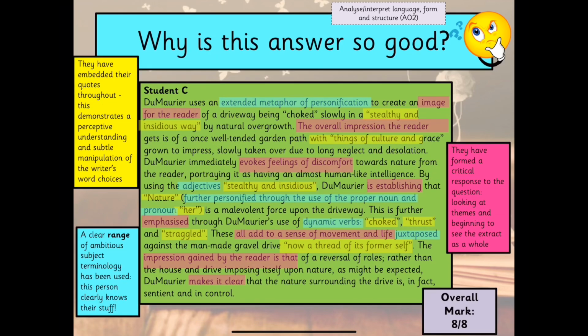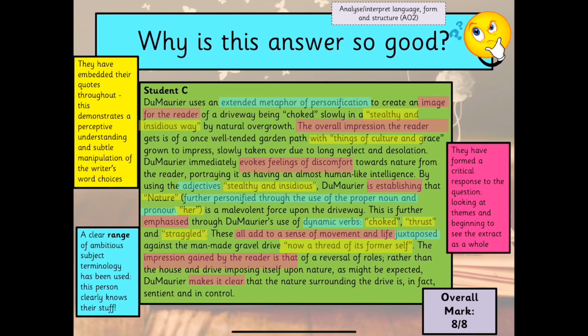And what makes this answer so good? You can see just from the balance of the colours, there's a nice spread of all 3 skills from assessment objective 2. There's a clear and critical response to the question. They've actually thought about what exactly their impression of the driveway is and how that impression was created. They've also started looking at some of the bigger ideas like themes, and although this is a language focus, there is a sense that they have also understood structure, and they can see how the whole thing feeds together.